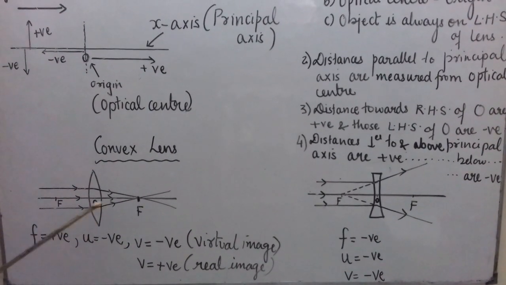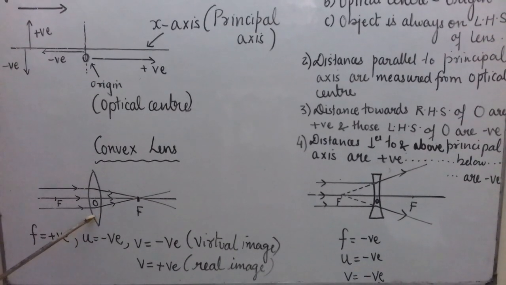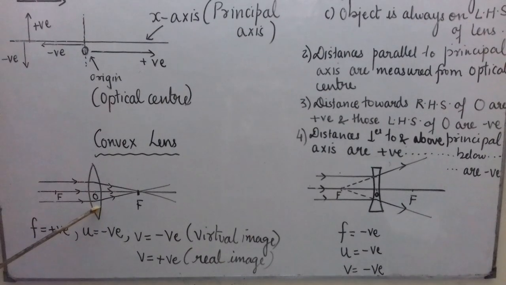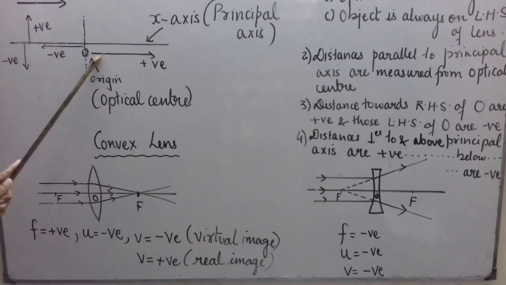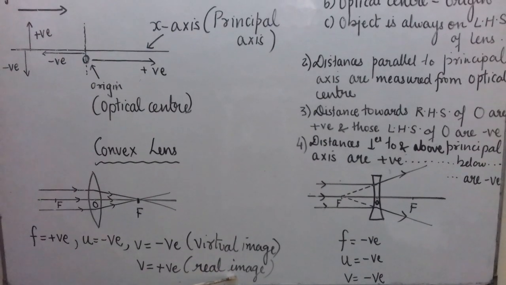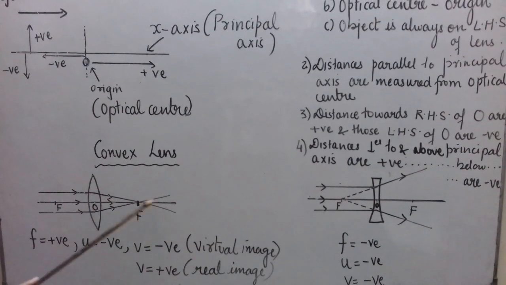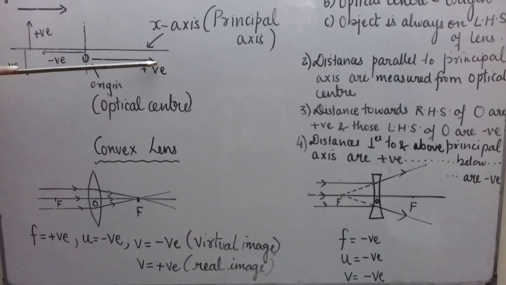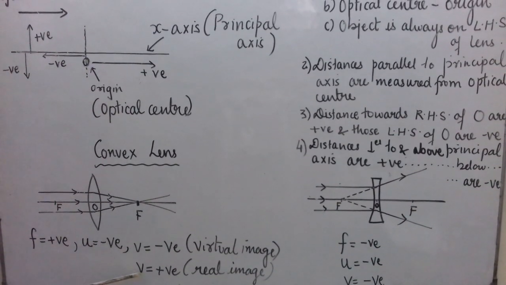So we can say for real images, which are formed on the right hand side, the image distance will be measured towards the right of O and hence V will be positive for real images. Because the real image lies on the right hand side of the lens and as per convention, distances measured towards the right hand side of the optical center are positive.